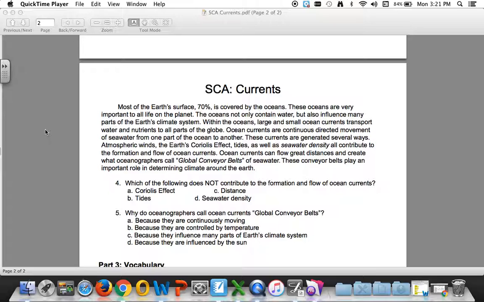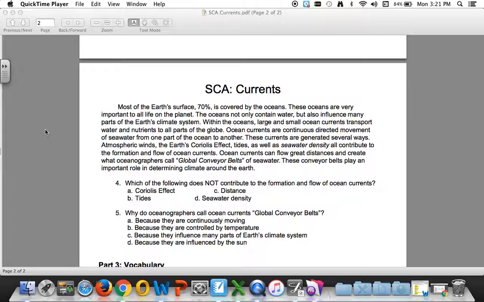4. Which of the following does not contribute to the formation and flow of ocean currents? A. Coriolis effect. B. Tides. C. Distance. D. Seawater density.